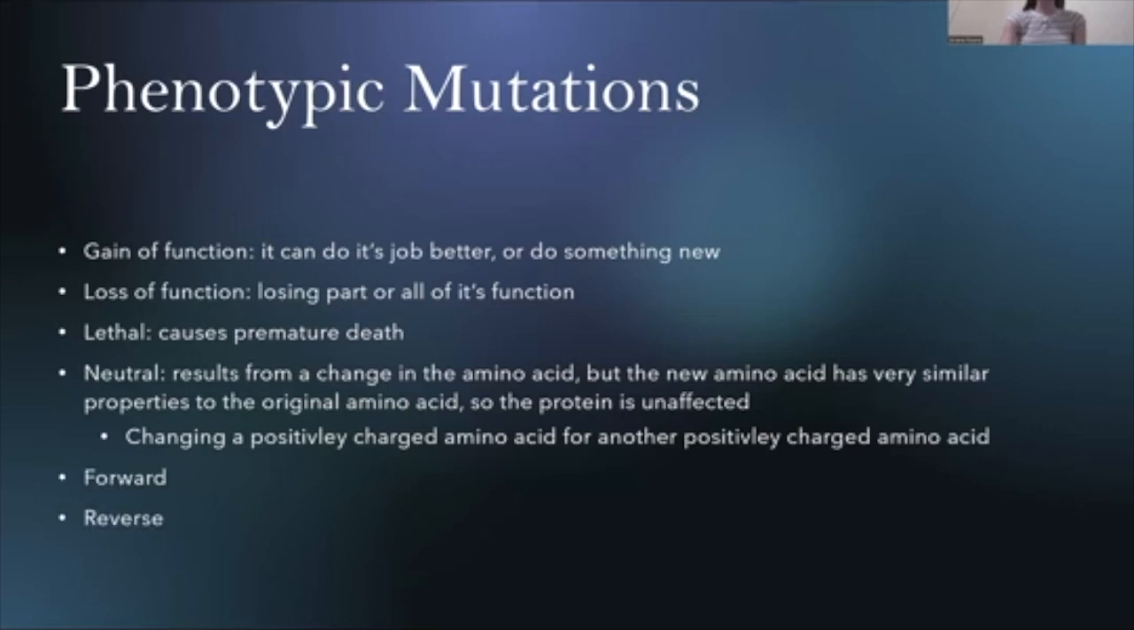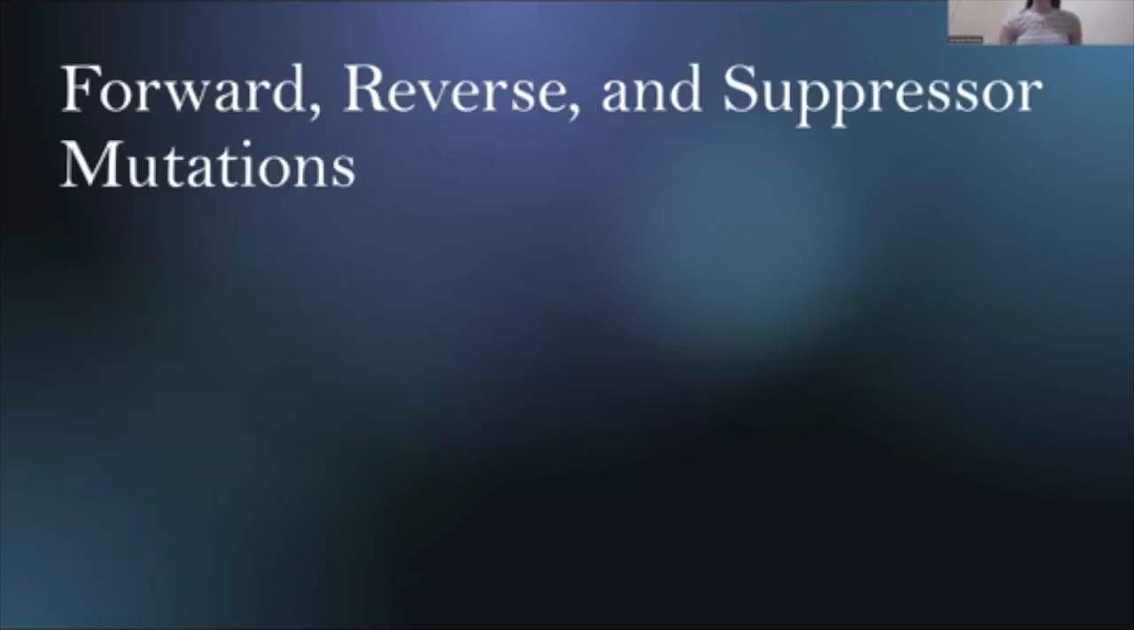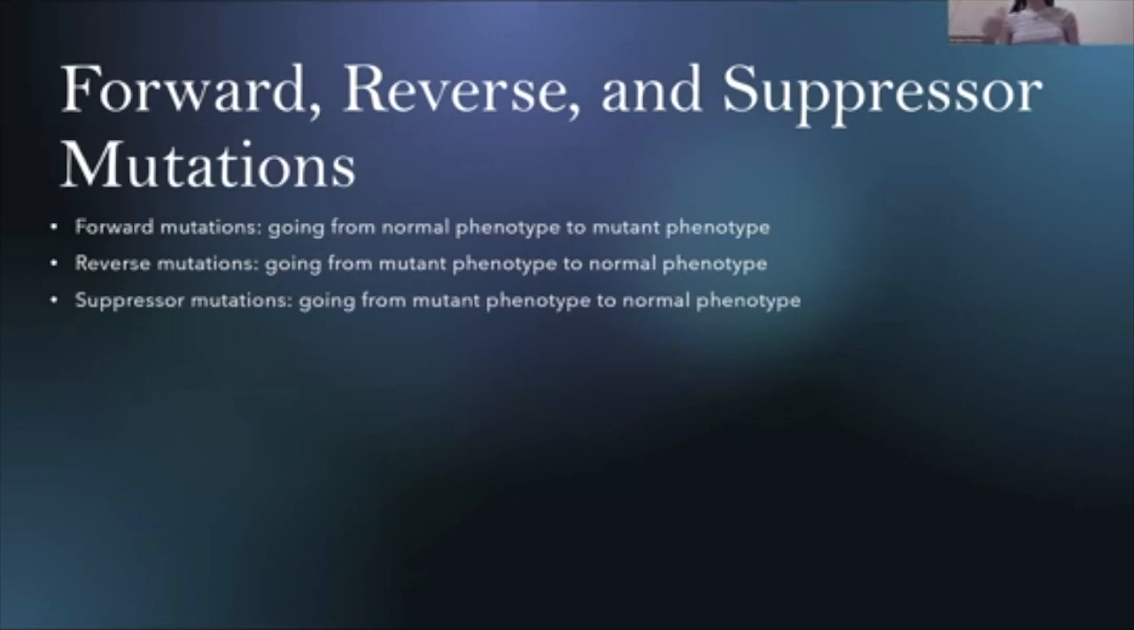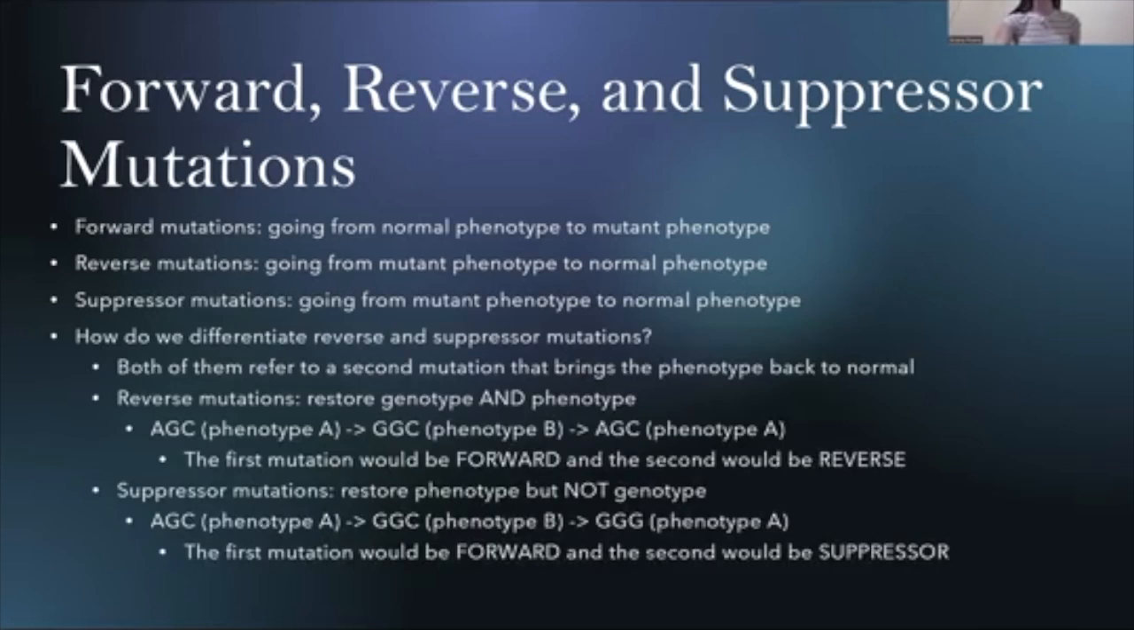And then the last 3 types of phenotypic mutations we're going to go over in the next slide: forward, reverse, and suppressor. So starting with the forward mutation, this is going from a normal phenotype to a mutant phenotype. And reverse is going from the mutant phenotype to the normal phenotype, and suppressor is going from the mutant phenotype to the normal phenotype. So you're probably looking at those last two and saying, those say the same exact thing, how do I tell them apart?